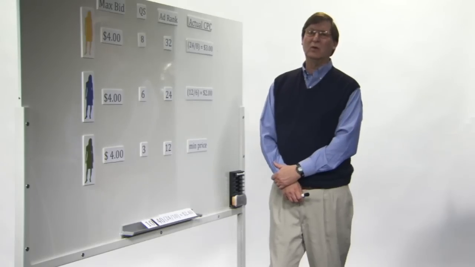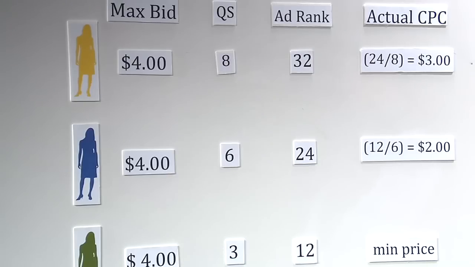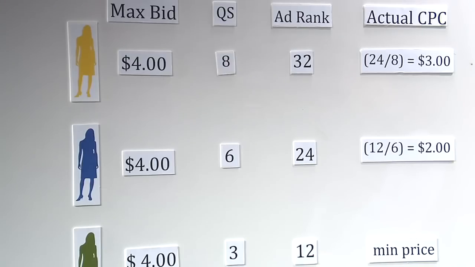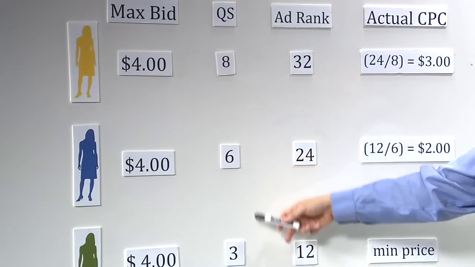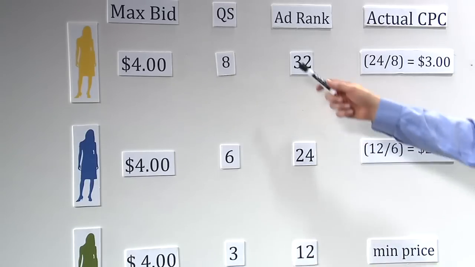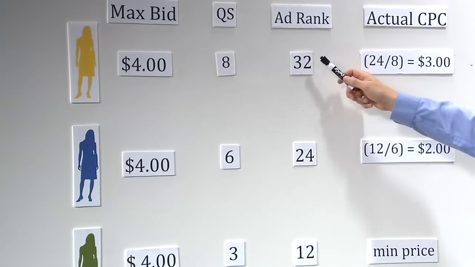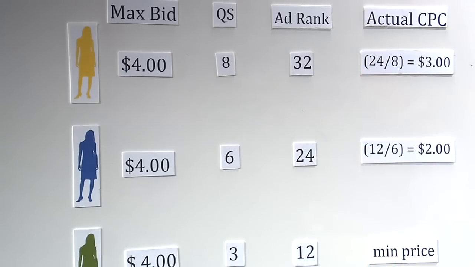So let's see how this works in a slightly more complicated example. Here we've got 3 advertisers, and they're each bidding the same price. So we've got max bid is $4 for each of them. But they have different qualities. In this case, the quality is 8, 6, and 3. So the ad rank is determined by multiplying the bid times the quality to give us ad ranks of 32, 24, and 12.